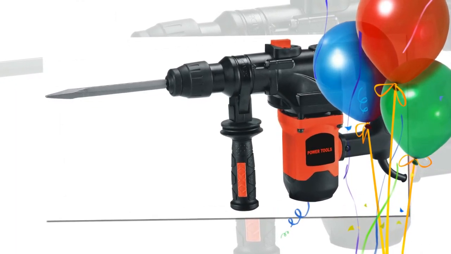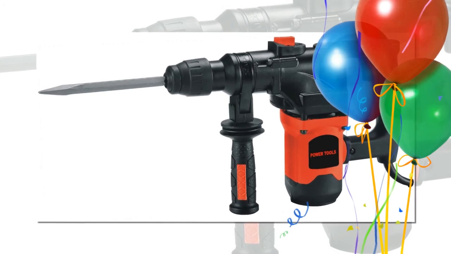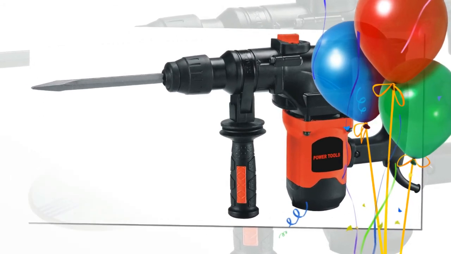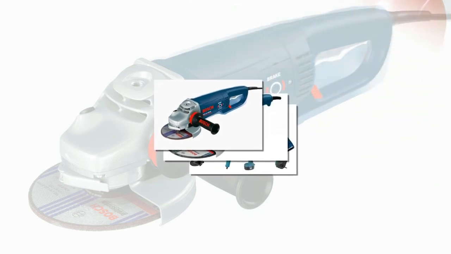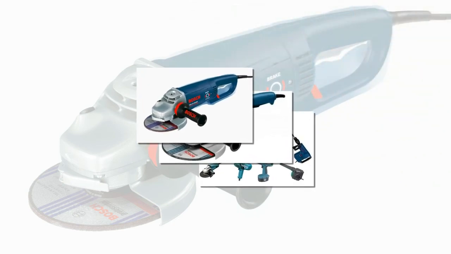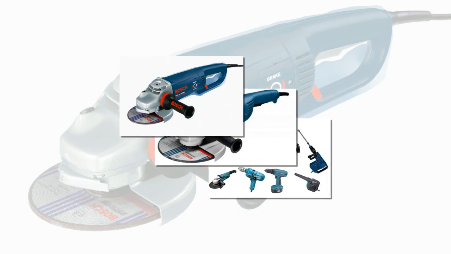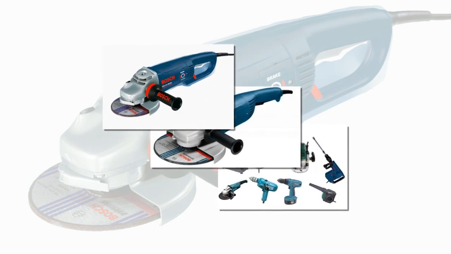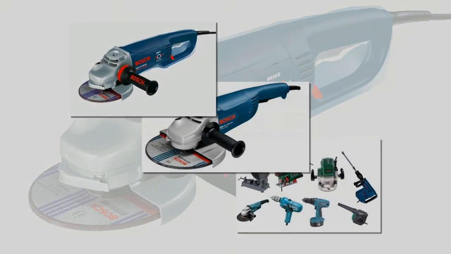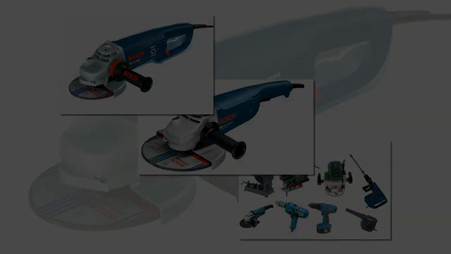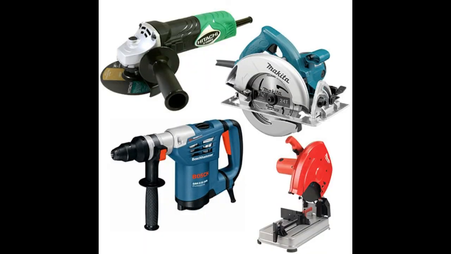Sanders. Sanders smooth a surface by moving another rough surface over the top of it. They are one of the most varied types of power tools, and include belt sanders, disc sanders, drum sanders, and mouse sanders. Saws. A saw is a type of cutting tool. Powered saws move a blade or band extremely fast, resulting in significant cutting power. Band, radial arm, and table are all different types of saws.